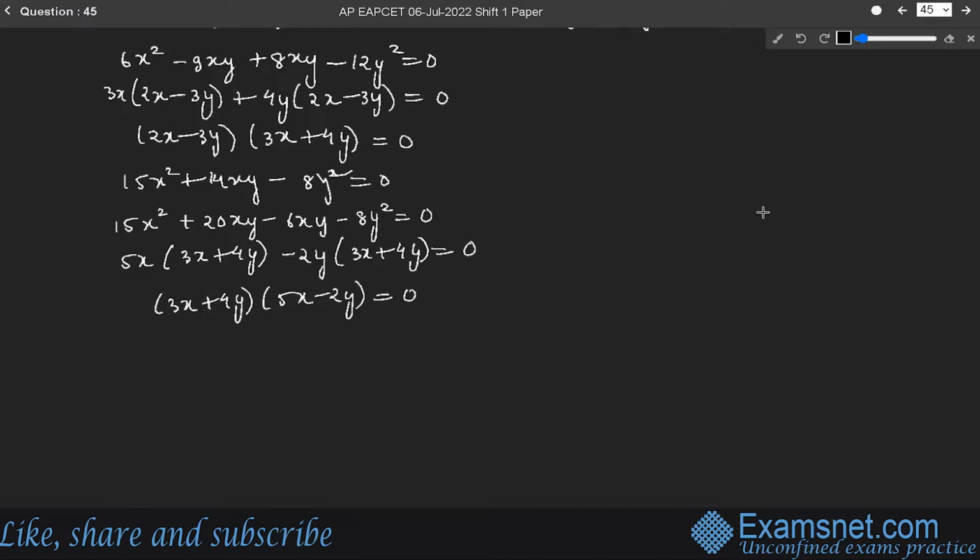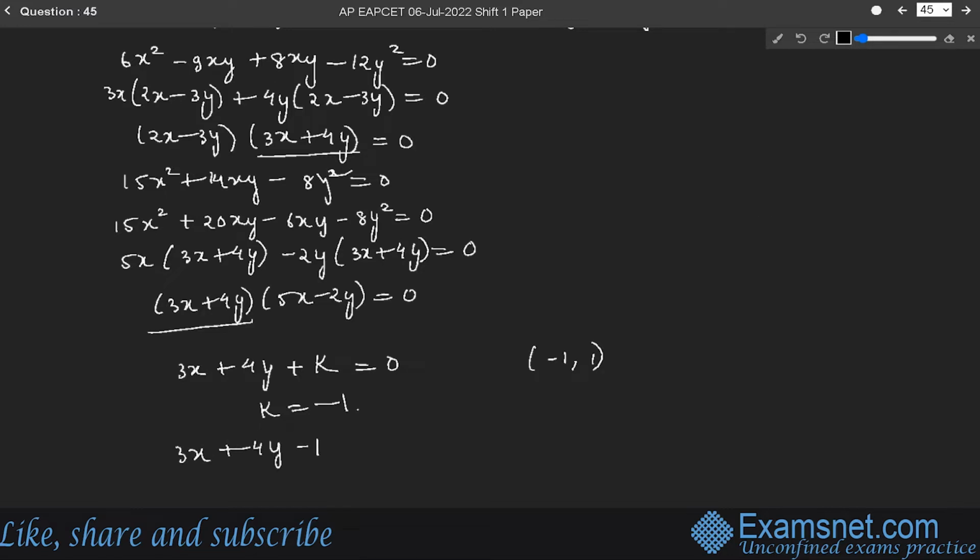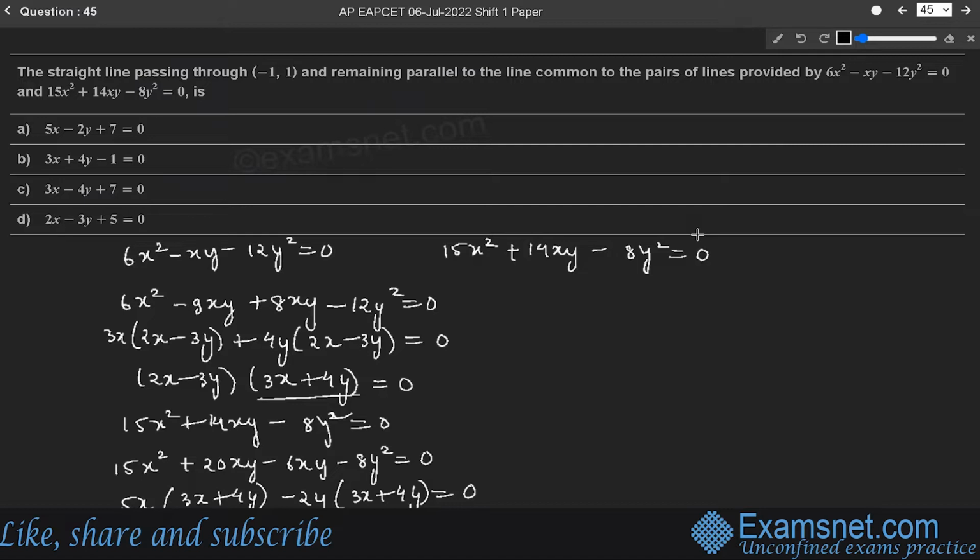You can see that in both the given factors, the common factor is 3x + 4y, which is present in both the equations. So here 3x + 4y + k will be equal to 0. And here k is equal to −1 because it is given that it passes through the point (−1, 1). Therefore, the equation becomes 3x + 4y − 1 = 0. So we can say that the required equation is 3x + 4y − 1 = 0, which is option number B here.